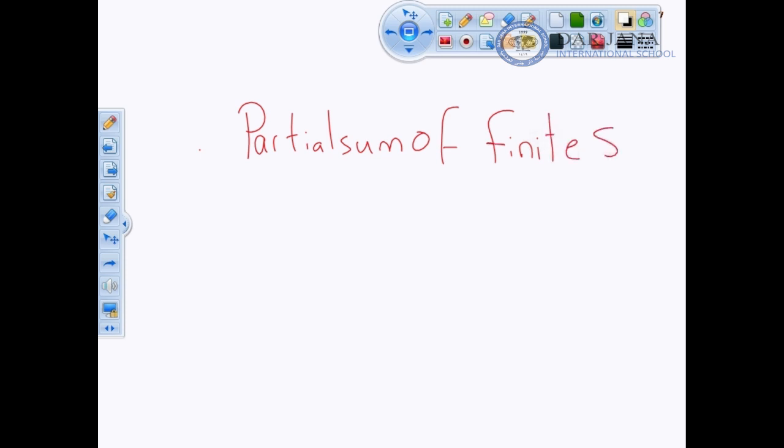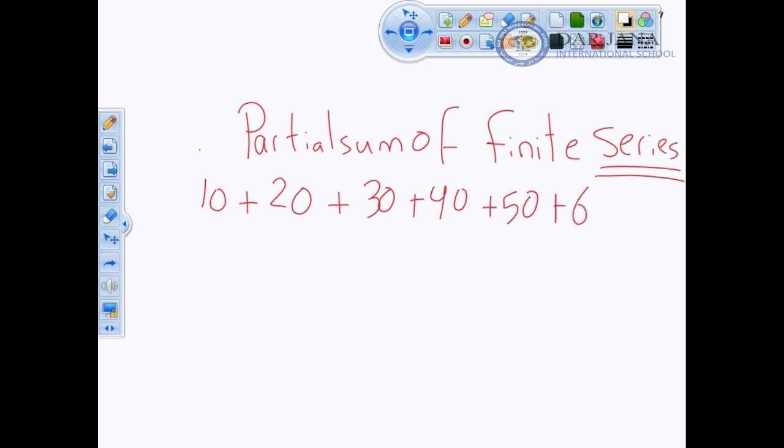Now we move to the partial sum of finite series. What's meant by series? The sum of a sequence is called a series. Okay, for example, if you have this, and you need to find its sum.